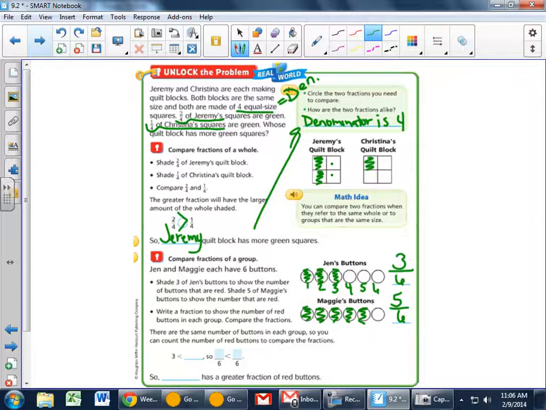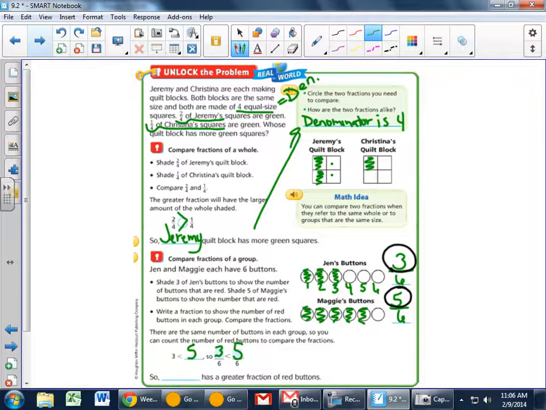So the same number of buttons in each group, so you count the number of red buttons to compare the fractions. You're comparing 3 and 5 because of your numerators. I kind of worded that confusing to me for a second. I had to think about it. You're comparing your 3 to your 5, so you know that 3/6 is less than 5/6.